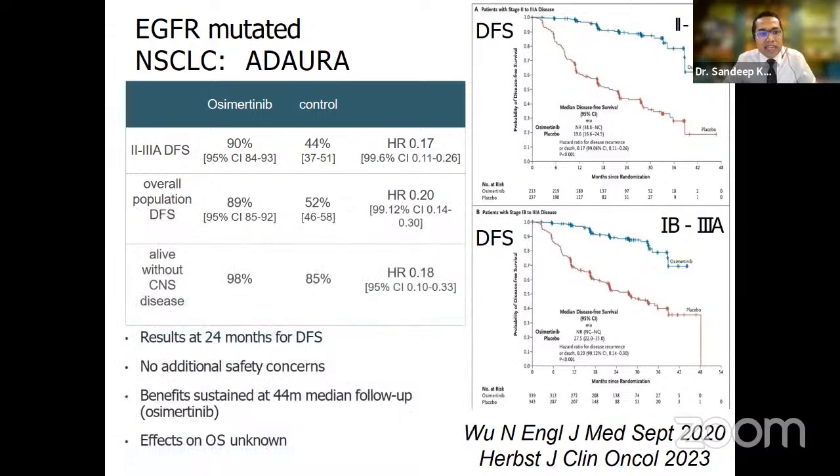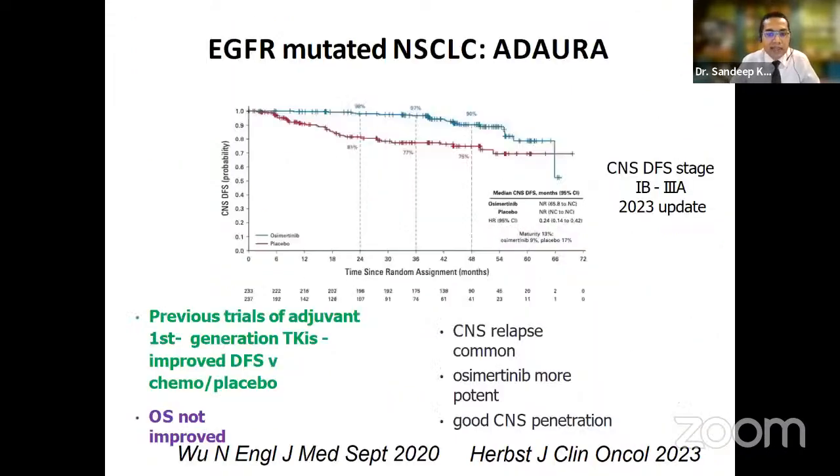So now you can see here, even in patients where you looked at CNS relapse-free survival, the benefit was absolutely there. So you can see 98% versus 85% alive without CNS disease. So the drug has been very, very impressive because of its significant properties of being a third generation TKI.